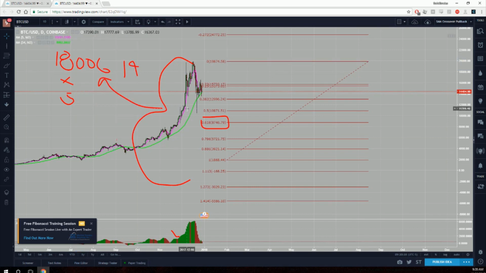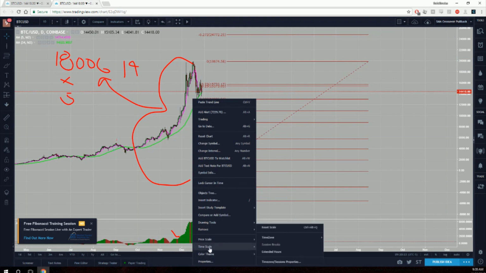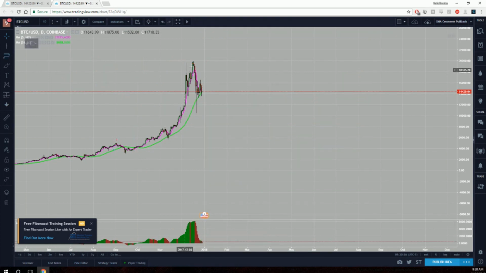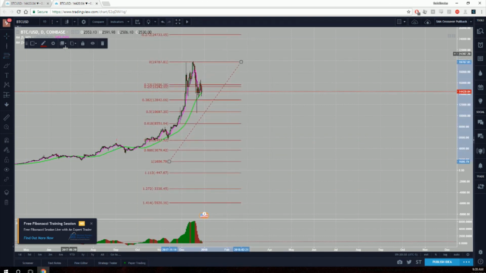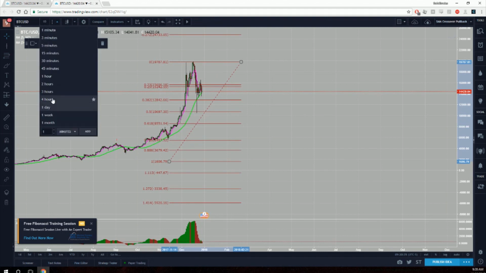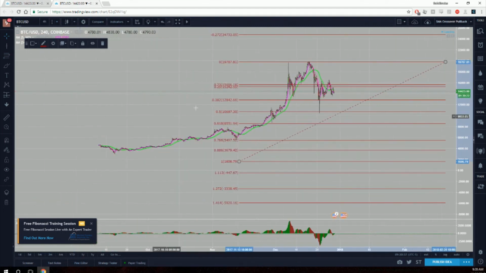So you can see, obviously, with the most recent move down, let me delete this. Go ahead and pop that back on. So you see on the daily chart, the most recent move down did touch our 50 fib level. So let's go ahead and make one on the 4-hour and see what happens here.